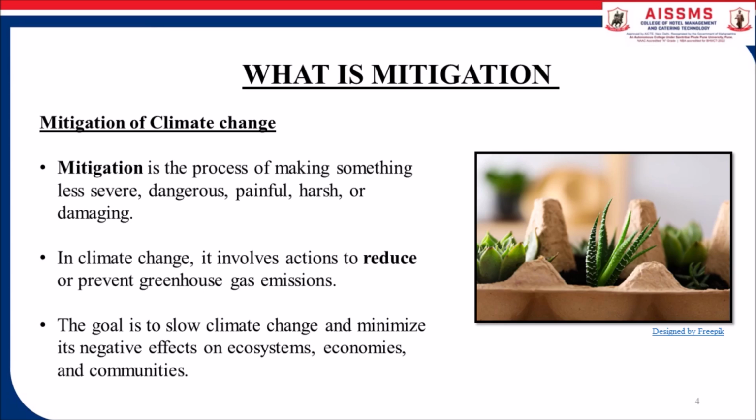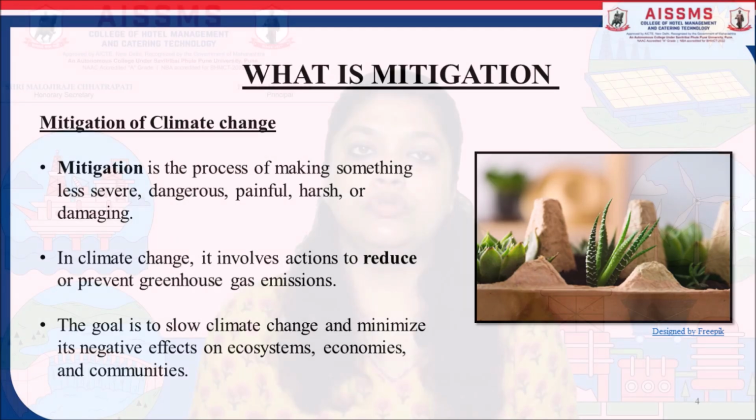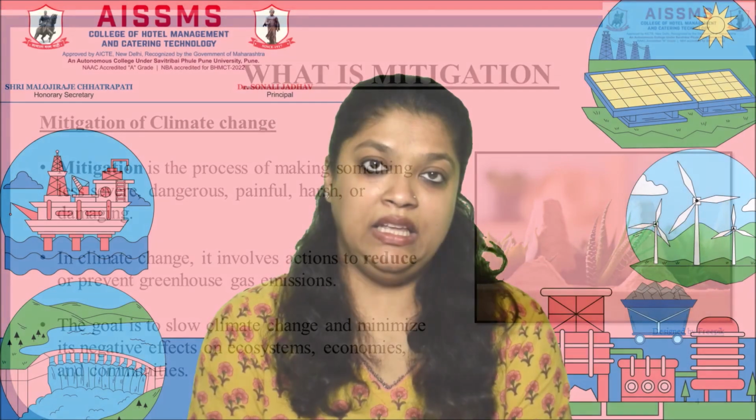These actions are essential for reducing greenhouse gas emissions, slowing the rate of climate change, and minimizing any adverse impact on ecosystems, economies, and communities. So to keep ecosystems healthy in the future, we need to use both adaptation, which is essentially adjusting to changes, and mitigation, which is reducing human impact.